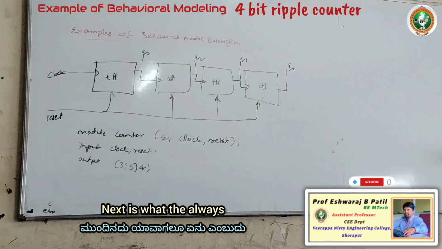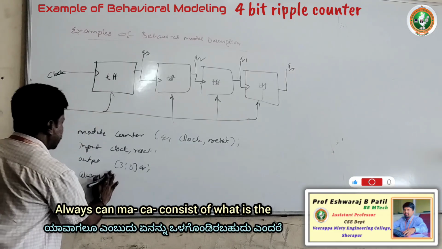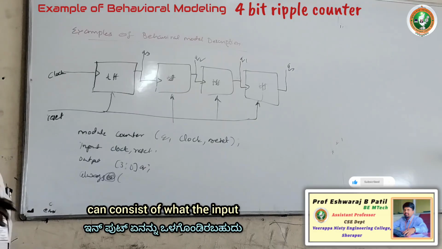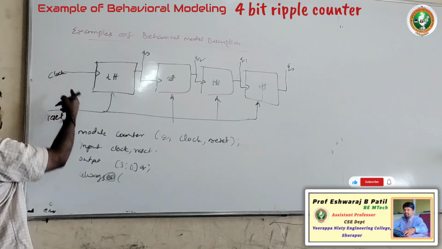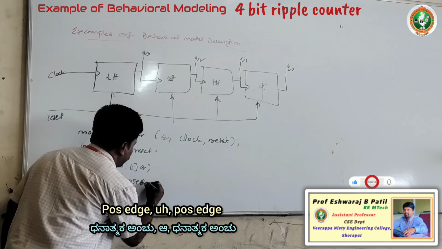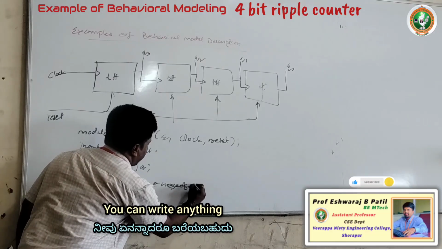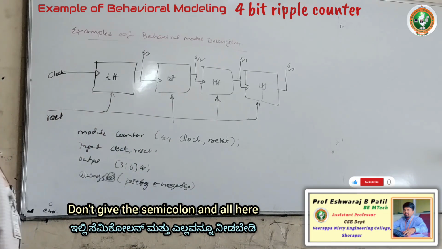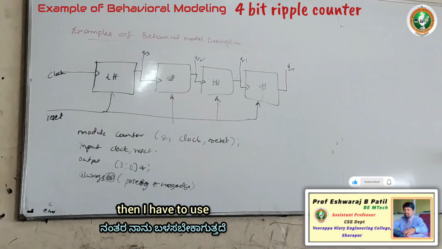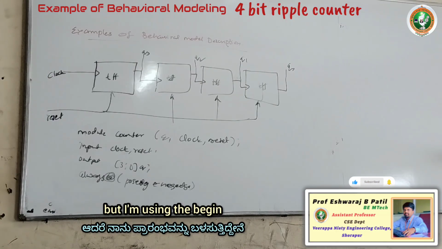Next is the always keyword. I am using the keyword always. Always at the rate can consist of the inputs. What are the inputs here? Clock. I am sending the clock in the form of posedge, positive edge or negative edge. You can write anything. Don't give a semicolon here. Then if I use always, I have to use begin and end also. You can use other statements, but I am using begin and end.